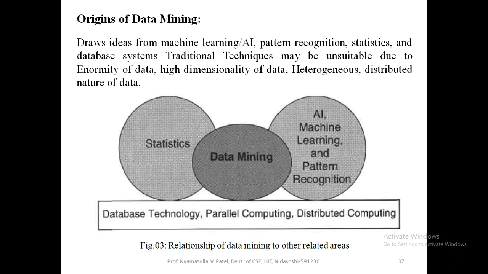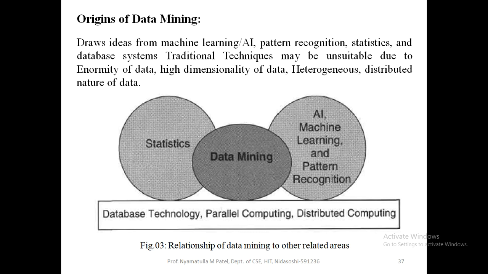Origin of data mining, coming to the relationship of data mining to other fields. Data mining draws ideas from machine learning, artificial intelligence, pattern recognition, statistics and database systems. Traditional techniques may be unsuitable due to the enormity of the data, high dimensionality, and the heterogeneous and distributed nature of the data. Because of this, we need to go for new data mining algorithms.